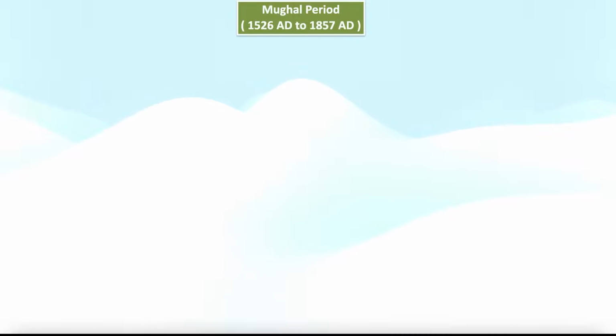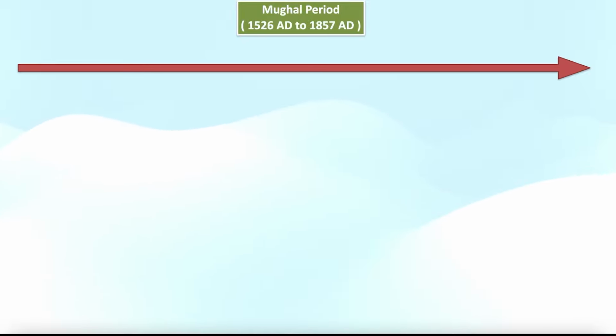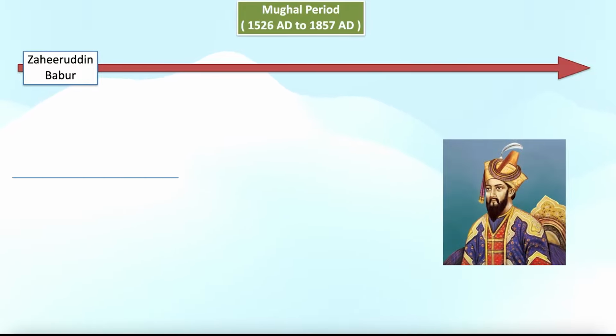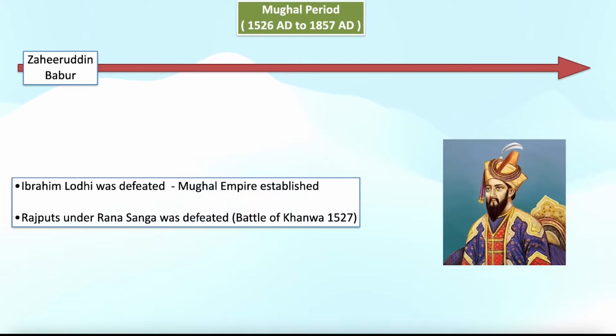The thunder of hooves echoed again as Babur, the descendant of Timur and Genghis Khan, crossed the Khyber and laid the foundation of Mughal Empire. So the first person, the founder of Mughal Empire, was Zahiruddin Babur. During the period of Babur, you need to remember a few important events which happened. Ibrahim Lodi was defeated, as we have discussed earlier, in the first battle of Panipat. Rajputs under Rana Sanga, Maharana Sangram Singh, were defeated in the battle of Khanwa in 1527.